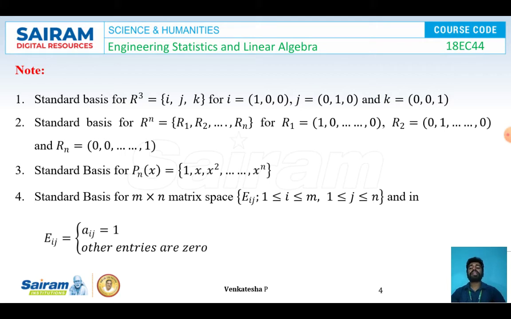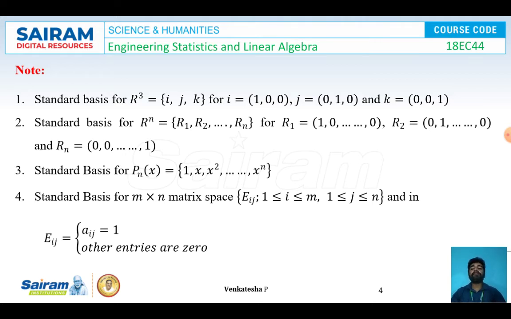And note, a standard basis for R^3 is i, j, k, where i is the vector (1, 0, 0), j is (0, 1, 0), and k is (0, 0, 1). The standard basis for R^n is e1, e2, up to en, where e1 is given by (1, 0, 0, and so on 0), e2 is given by (0, 1, and so on 0), and en is given by (0, 0, and so on 1).